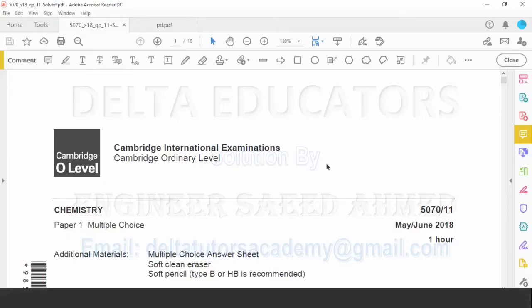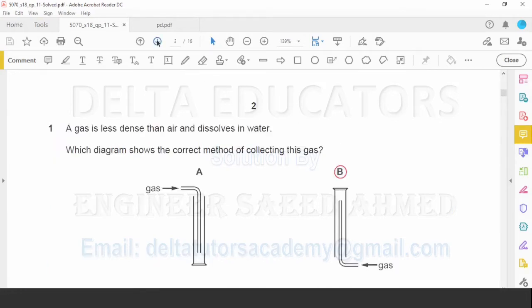It is O-Level Chemistry, paper code 5070, paper 1 variant 1, May June 18, and today we will solve question 1 to question 10. The remaining questions from 11 to 40 we will solve in the next session.